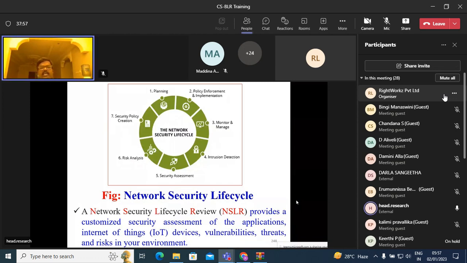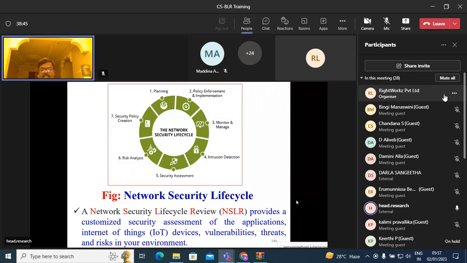Then the sixth one is risk analysis. Once a threat happens in our network, we look at what type of risk, what type of threat, what type of malware attack, what type of criminal attack, maybe DDoS, distributed denial of service, and various types of analysis we perform. What type of security mechanism we are using, what type of threat activity happened, and like various kinds of analysis. Then the last network security lifecycle element is security policy creation.